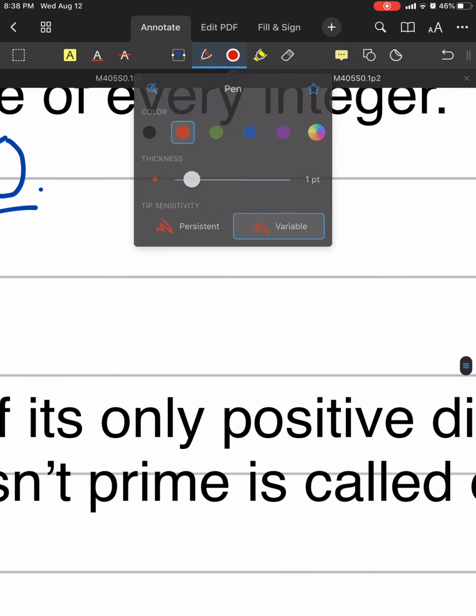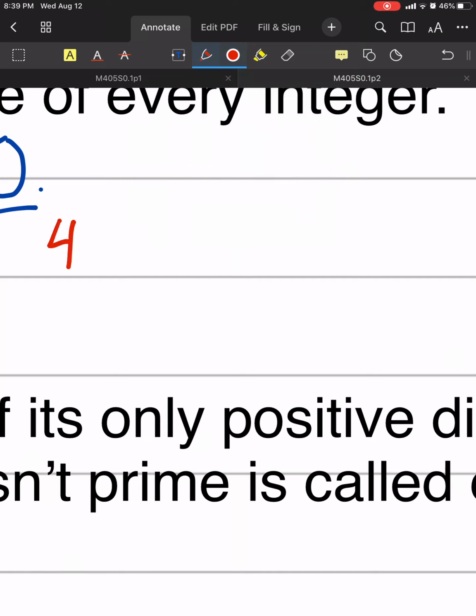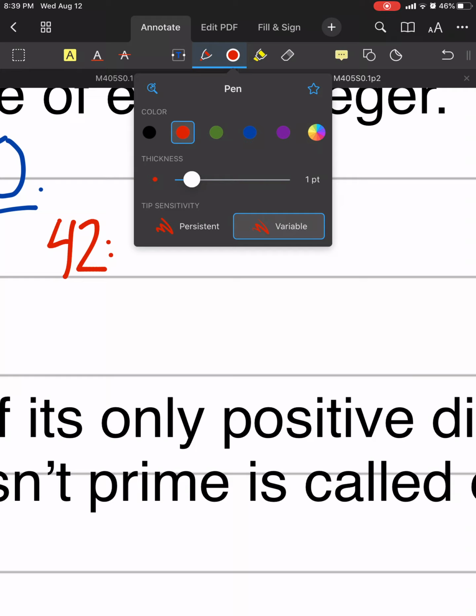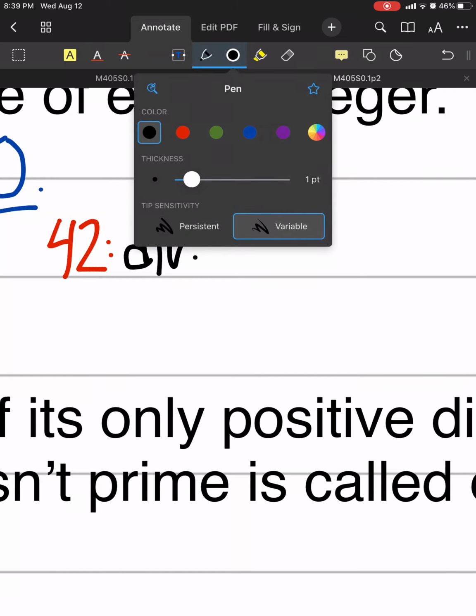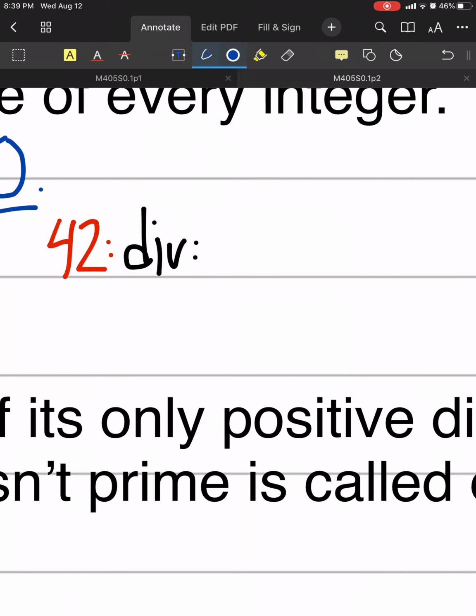So if I have 42, and I'm looking at my divisors, there aren't too many here. 120 is a little bit worse, but there aren't too many for 42. 1 obviously is a divisor of everything, and because of that, we'll see a lot of times 1 will automatically be a common divisor for everything. It doesn't have to be the greatest, but it will be a common divisor.